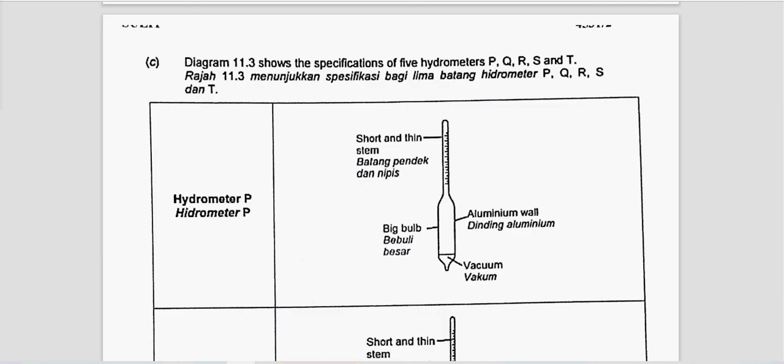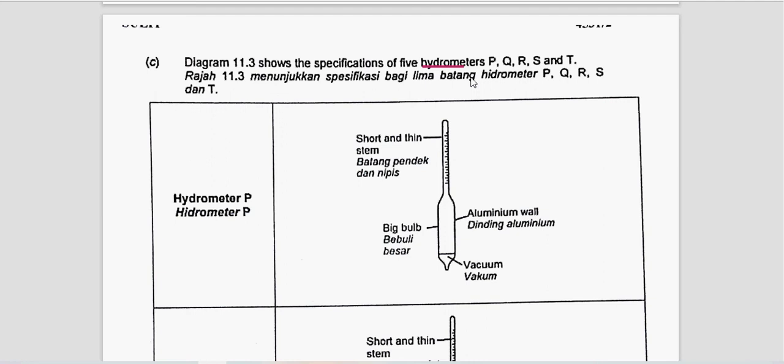Okay, so question number 11. I just discussed the 10 marks question. So the table, because this part you can aim for, boleh target. Now, diagram 11.3 shows specification of 5 hydrometers. What is a hydrometer? Okay, this is a hydrometer. It uses Archimedes' principle to determine the density of a liquid.